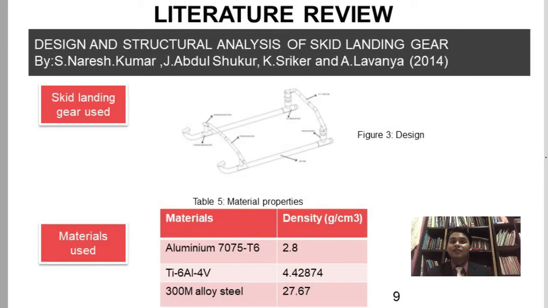Okay, the next literature review is Design and Structural Analysis of Skid Landing Gear by S. Naresh Kumar et al. This journal was released in 2014. Basically, in figure 3 we can see the design of this skid landing gear. They are using aluminium, titanium, and alloy steel. It was found that the density of aluminium 7075T6 is the lowest. So by having the same geometry, it means that aluminium 7075T6 is the lightest compared to the others.